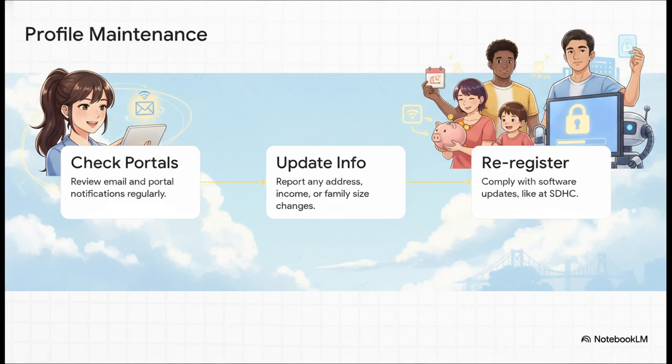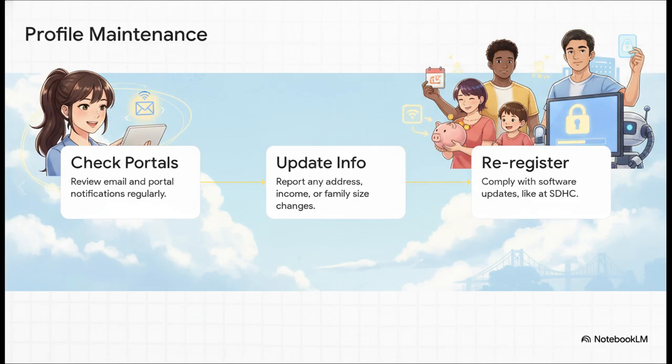So the crucial point is this: you absolutely must treat your application like a living document. Step 1, check your email and those online portals regularly. Step 2, if you move, if your income changes, or if your family size changes, say you have a baby, you must update the housing authority immediately through the portal. Do not wait for them to ask you. And step 3, pay close attention to administrative updates.